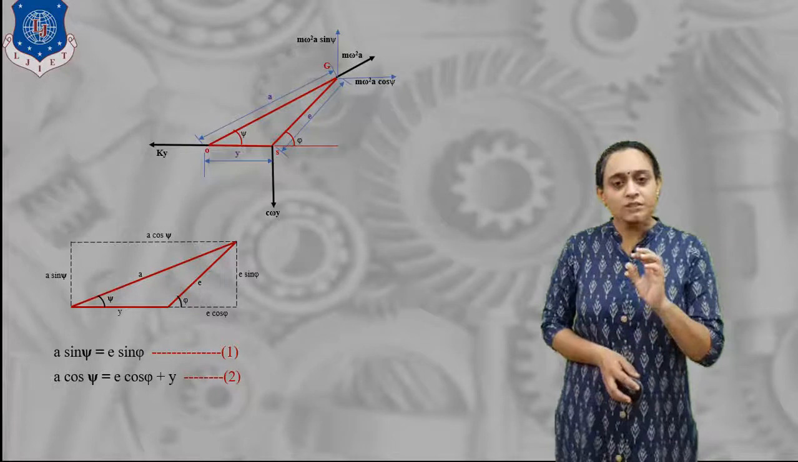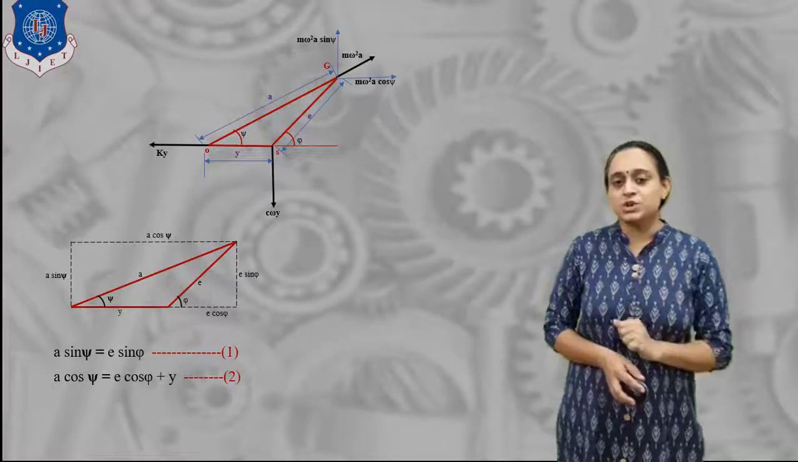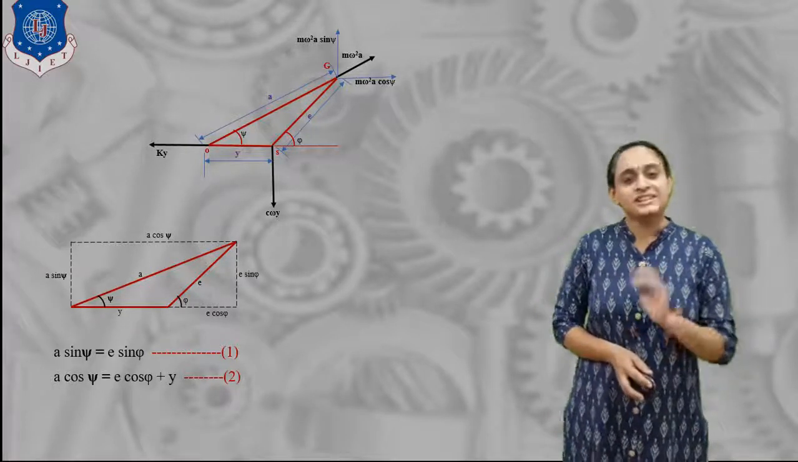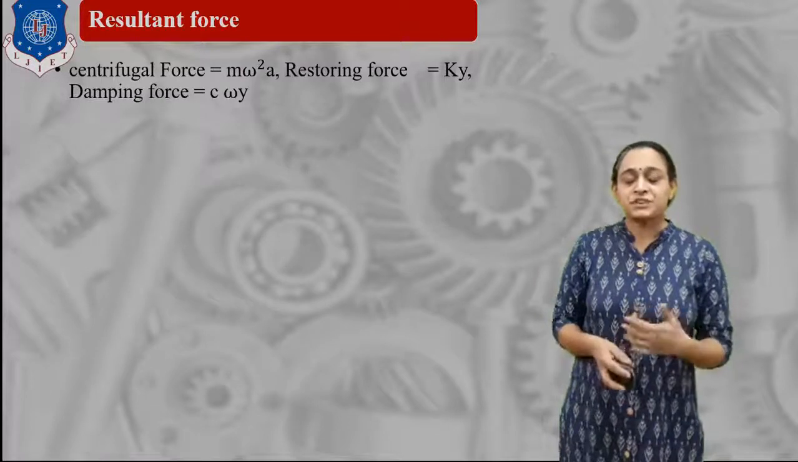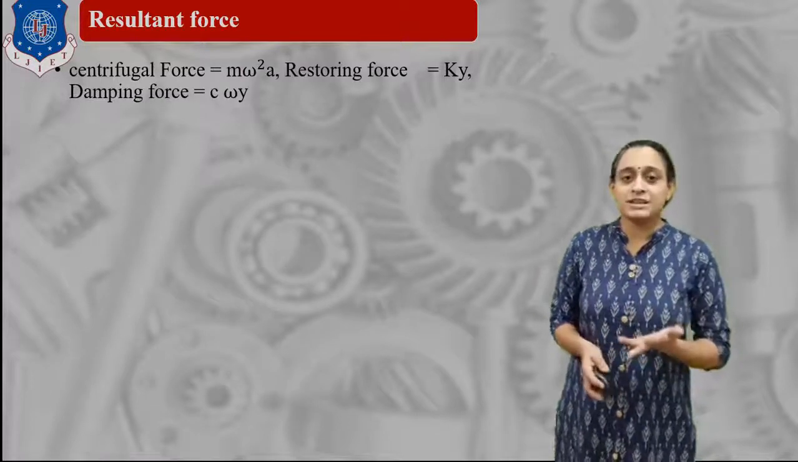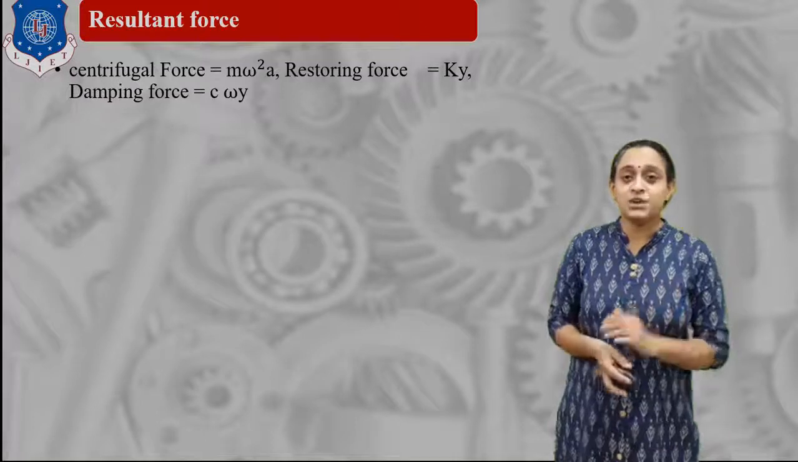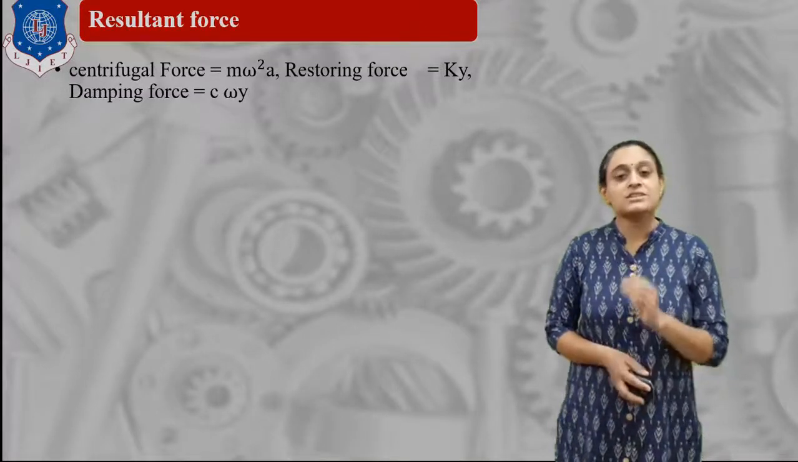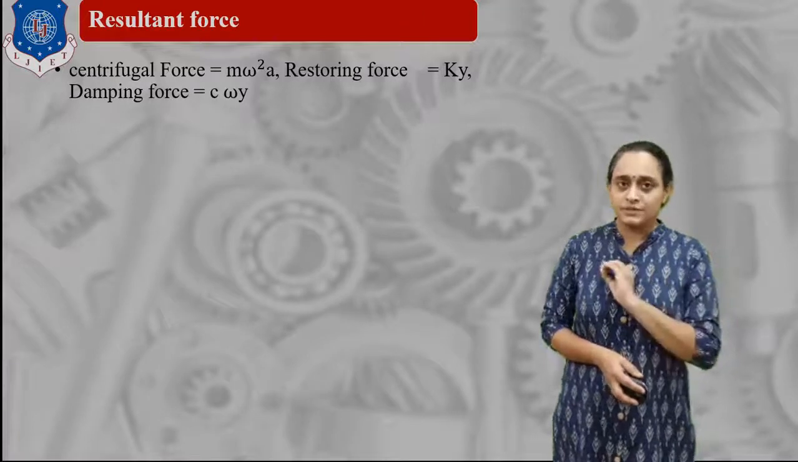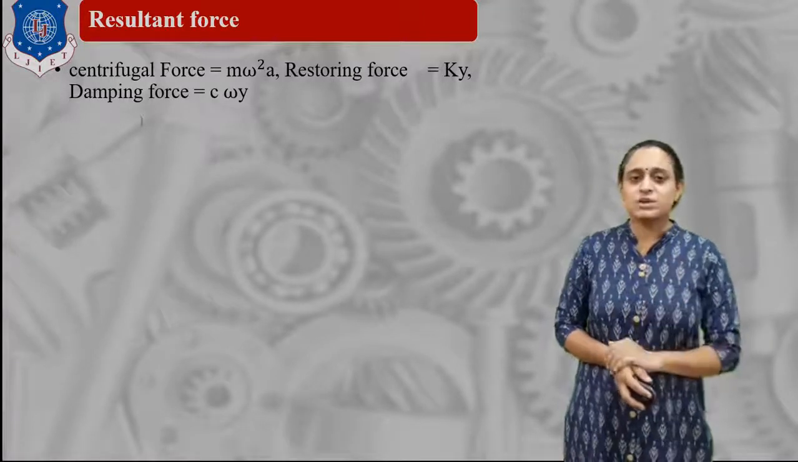Now we have to use both these equations in our standard equation. So let us see what our standard equation should be. Let us check our resultant forces. As we all know, the centrifugal force is m omega square A. The restoring force is Ky. And the damping force is C omega Y. Okay, now let us solve this.